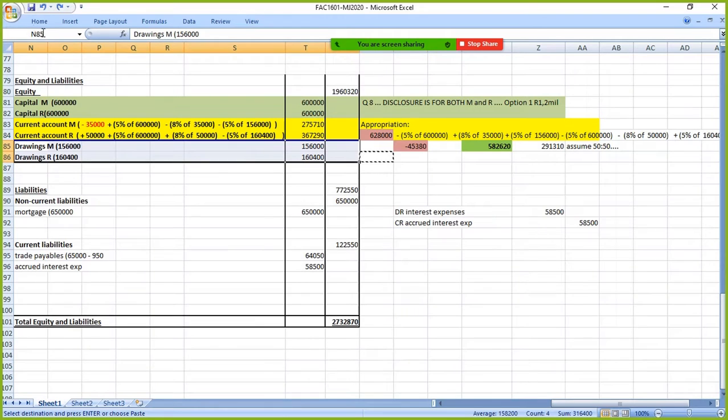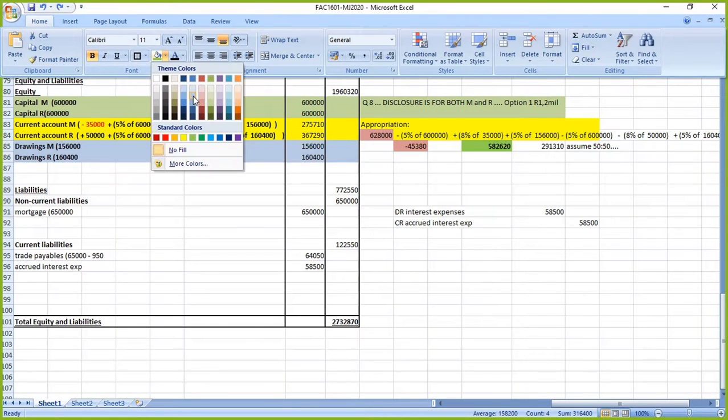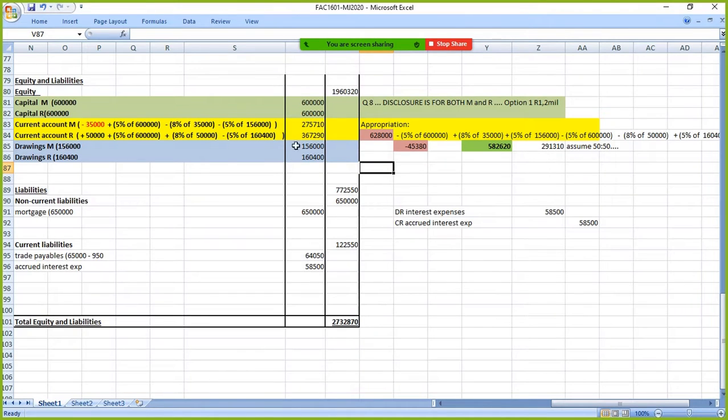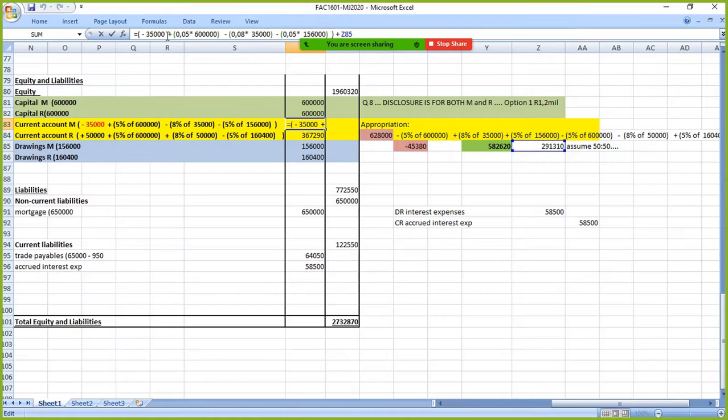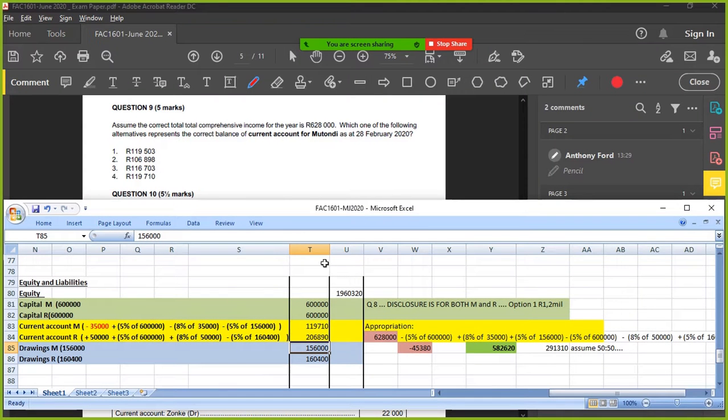Because I know that they like taking out the drawings, if we remove the drawings from the current accounts, in other words, in the formula, minus the drawings, because I know it has to be right. That's the only thing I can think of, instead of redoing it all again, because it's not necessary. Minus the drawings. I get that. Is that option there? Yes, it is. There's the answer. Option 4. Do you see it?